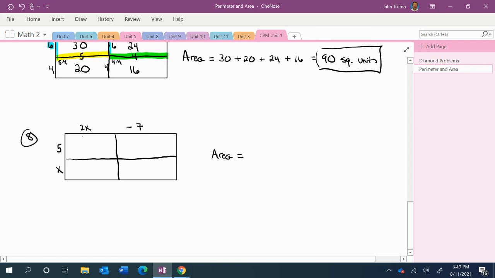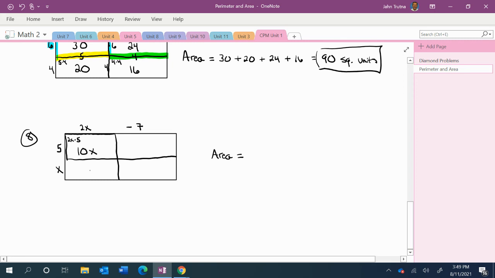So let's go with the top right rectangle. Notice the top right rectangle has a length of 2x. It has a width of 5. So that means to find the area, you're going to multiply 2x with 5, and that gives me 10x.